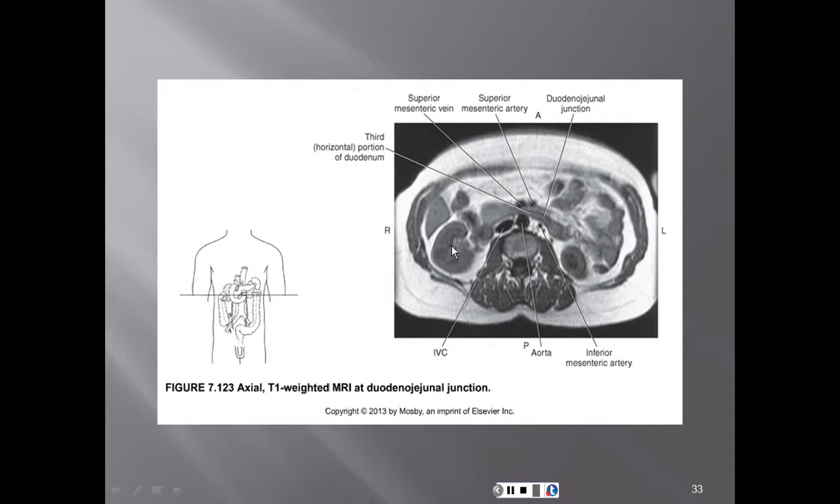Axial T1 weighted image of the MRI at the duodenojejunal junction. This image can be found on page 460. And anatomy of interest here, of course, would be the kidneys, the aorta with the IVC. Remember, the venous system demonstrates capacitance, or the ability to become stretched out, elongated.